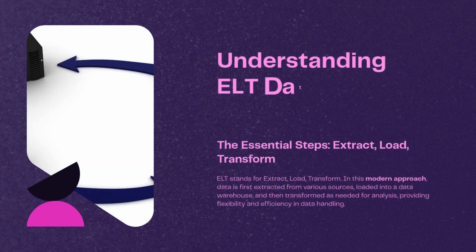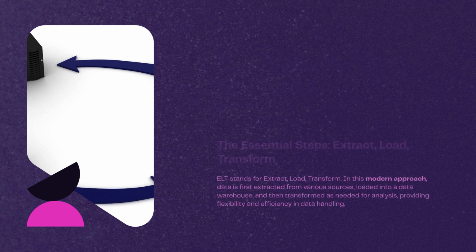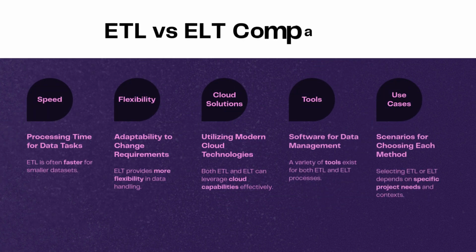ELT flips the process: extract, load, transform. Extract the data, load the raw data directly into a data warehouse or data lake. Transform the data after it's already stored. ELT works well with modern cloud platforms that can handle large volumes of raw data and perform transformations efficiently inside the warehouse. Let's talk about the difference between ETL and ELT, two key approaches in data engineering.